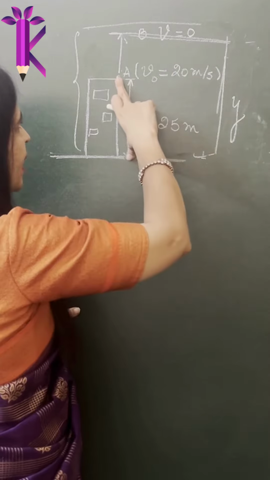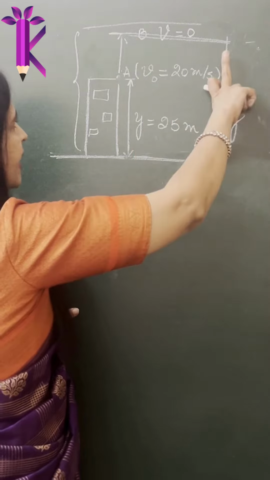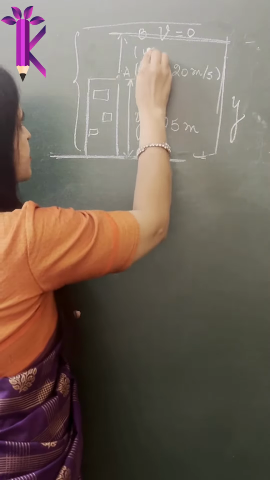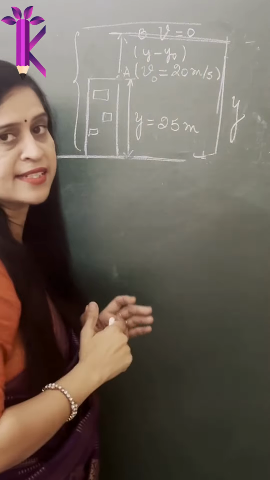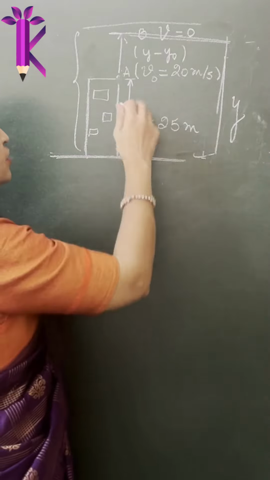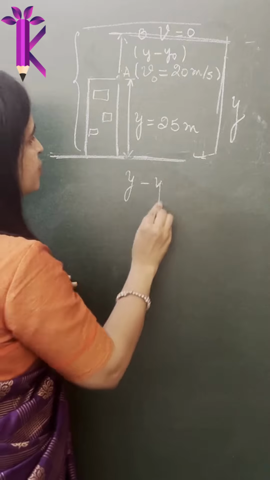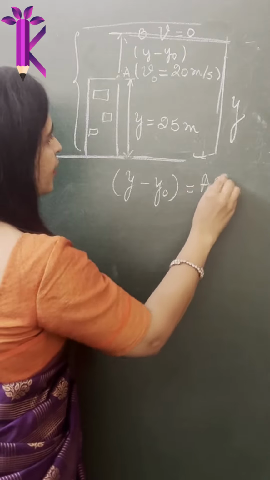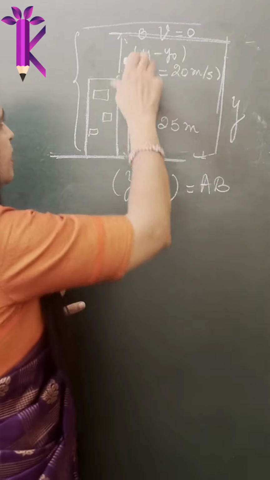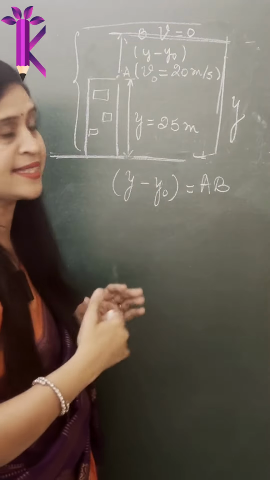This is the height of the building, and the entire distance is y. So this distance will be y minus y naught: the entire distance minus the height of the building. So we need to calculate y minus y naught, which is precisely the distance AB. You are calculating the distance AB from the point of projection to where it exactly reaches.